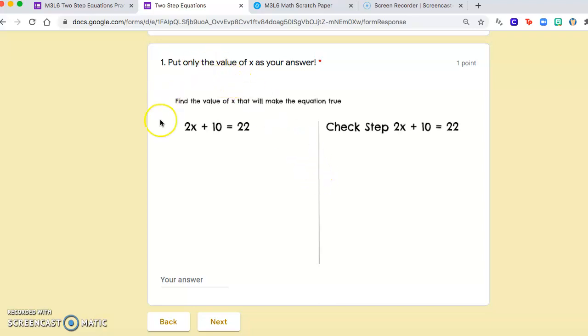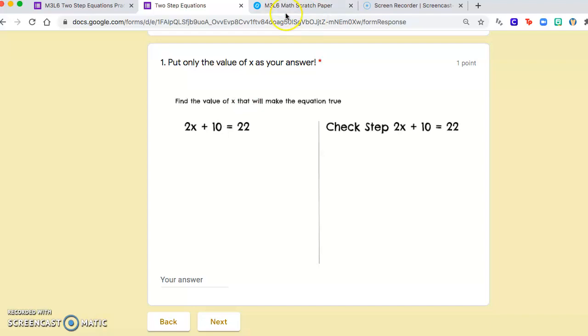But again, the point of all of this is to figure out what value x has to be in order to make this side equal to this side. So basically it's saying 2 times a number, right? Because 2x means you're multiplying 2 with a number, plus 10 equals 22, and our goal is to find it. So how do we do so?